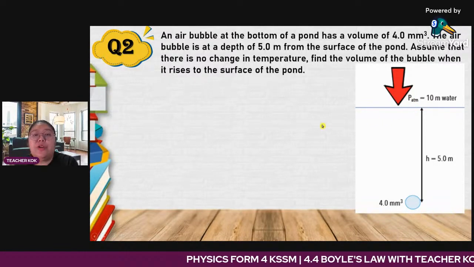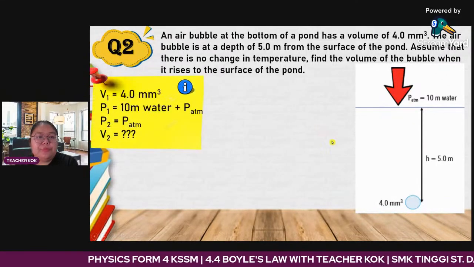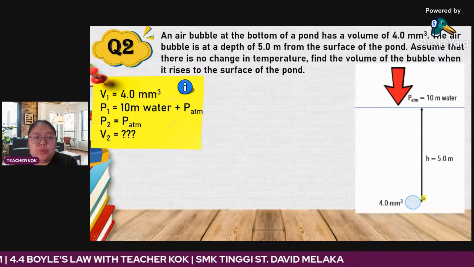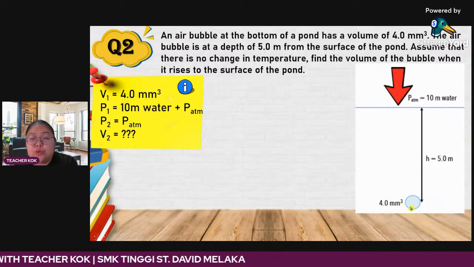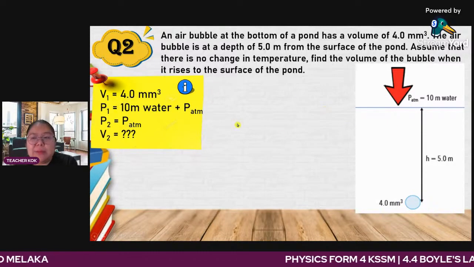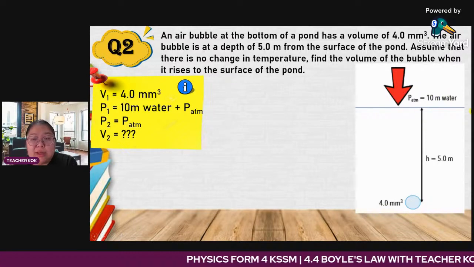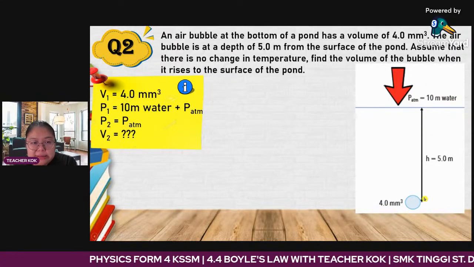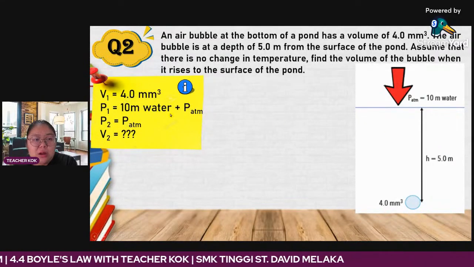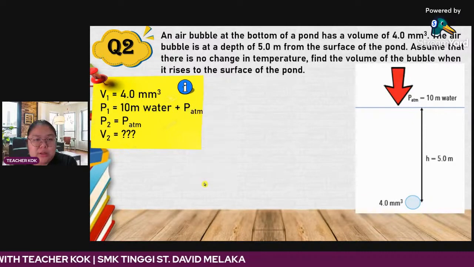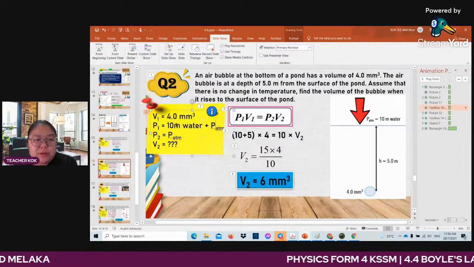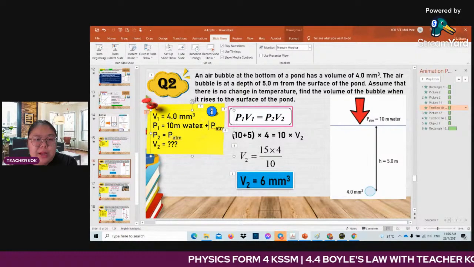So we go to show the info. V1 is 4. V2 we do not know. V2 is the volume when it just rises up to the surface. P1 is how many? P1 is from the surface, the atmospheric pressure, and you need to plus the water pressure. From here, I think this one needs a little correction. Not just atmosphere. This one is atmosphere plus water.